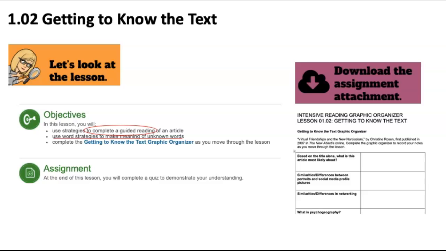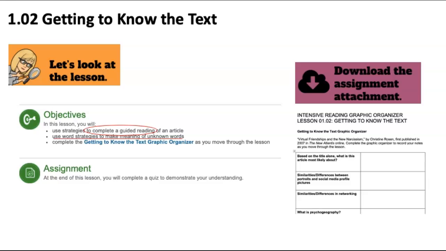Okay, so in this case, we have a graphic organizer that you can see on the right that you need to download before you start this assignment in Buzz. Next objective, use word strategies to make meaning of unknown words. So what that means is context clues. That should sound familiar to you because you've been practicing with context clues since you started reading.